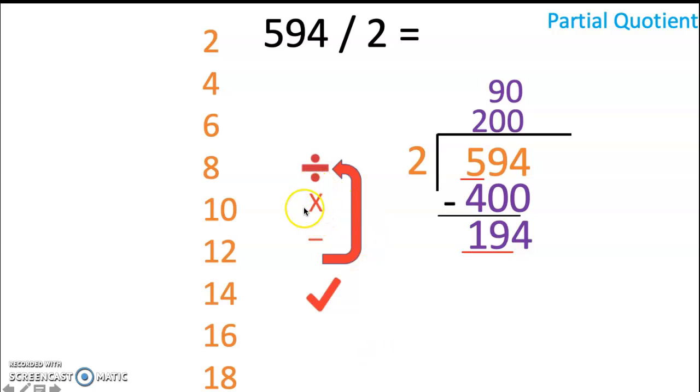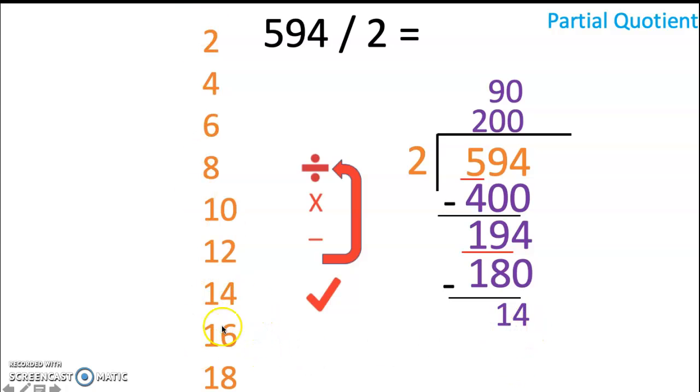Now we're ready to multiply. 90 times 2 is 180. Subtract, you're left over with 14. Now we're ready to repeat because we just did our subtraction. We have 14 babies and 2 people because now we're in our ones place with our leftover tens.